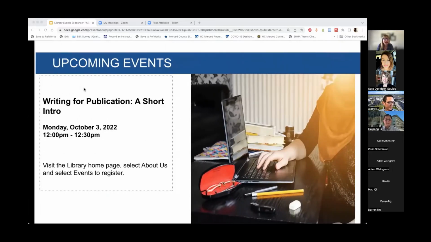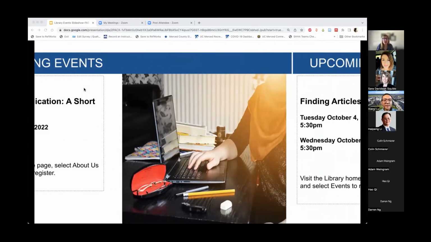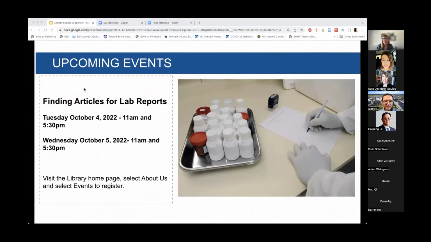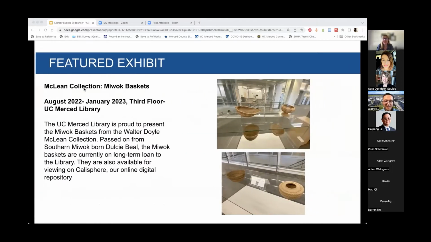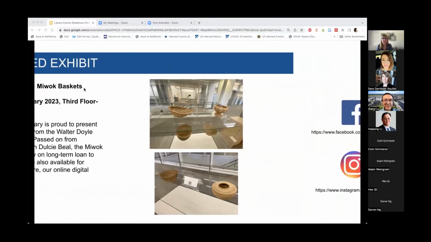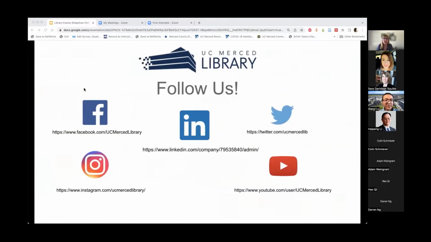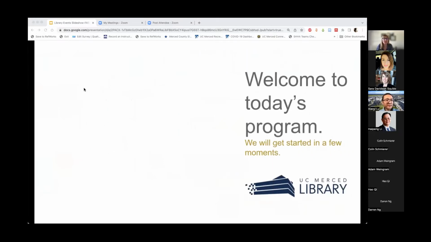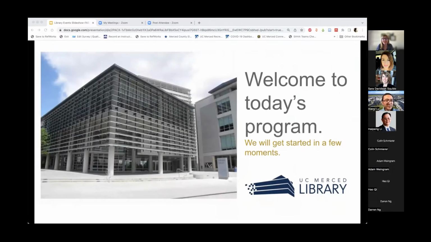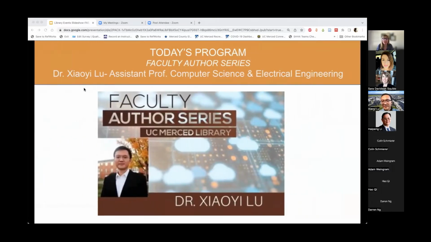For today, we're thrilled to have Dr. Lu here with us. Dr. Lu is an assistant professor in the Department of Computer Science and Engineering here at UC Merced. He's also the founder and director of the Parallel and Distributed Systems Laboratory, PADSYS Lab. Dr. Lu is widely published and has contributed over 100 papers to international conferences, workshops, and journals, and has given talks, tutorials, and presentations around the world. His research interests include parallel and distributed computing, high-performance interconnects, advanced I/O technologies, big data analytics, virtualization, cloud computing, and deep learning system software. And we're so happy to have him here with us today.